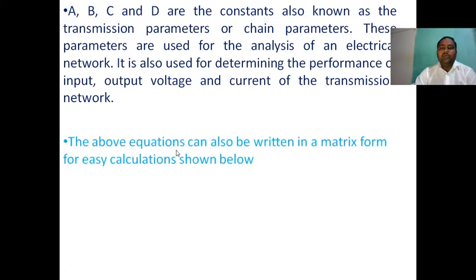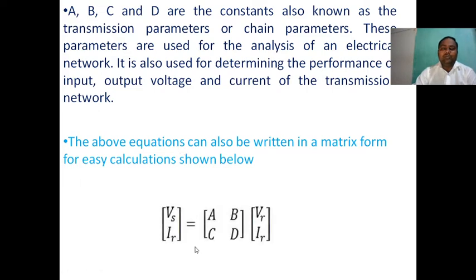The above equations can also be written in matrix form for easy calculation, as shown below. In matrix form, the sending end voltage Vs and sending end current Is are equal to the matrix A, B, C, D times the receiving end voltage VR and receiving end current IR. Please remember this. So Vs is equal to A VR plus B IR, and Is is equal to C VR plus D IR.